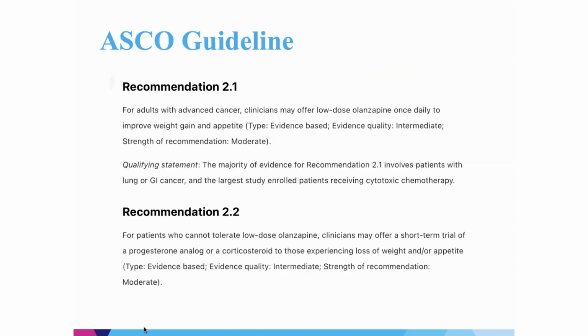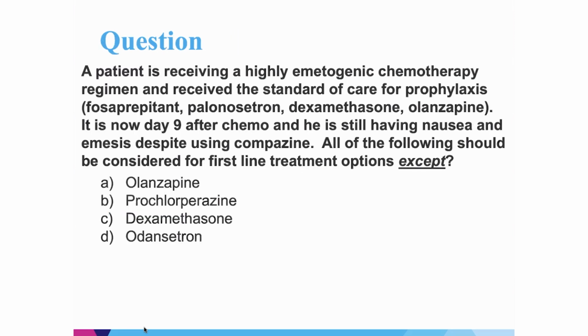Because of that, ASCO did change their guidelines last year, and they recommend that for patients with advanced cancer, you can offer a low dose of olanzapine once daily to improve weight and appetite. And I have found this to be effective in my practice. You can see recommendation 2 also says that you can do a short-term trial of a progesterone analog or corticosteroid in patients experiencing weight or appetite loss as well. But I think with a lot of this, there needs to be education about the expectations and the risks and benefits in this situation.